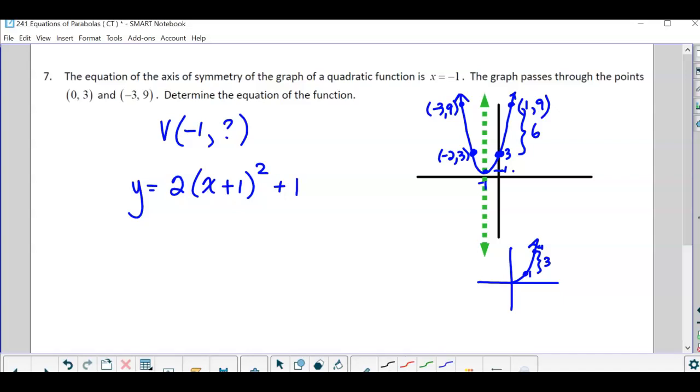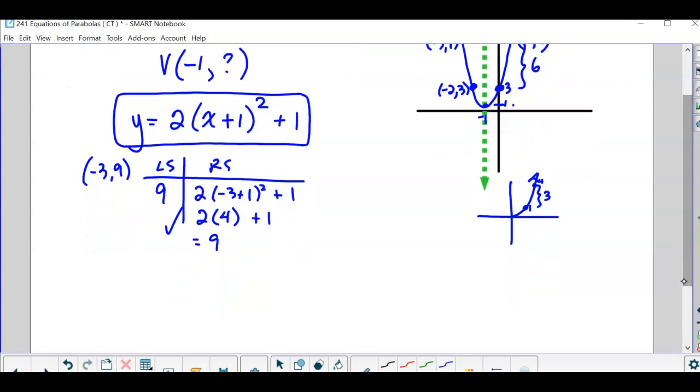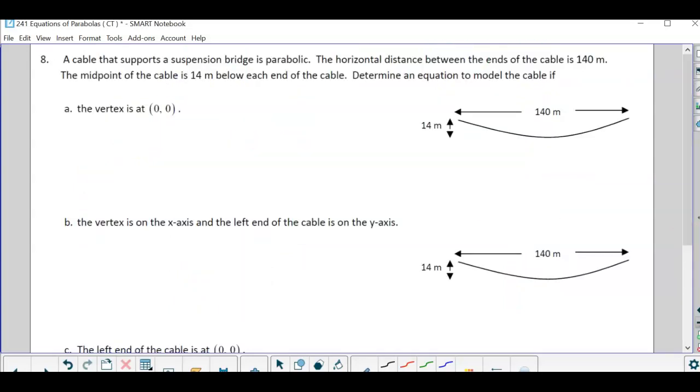Okay, so let's test it out with some points. Let's try (-3, 9). So we'll put 9 on the left side, right side: 2 times (-3 plus 1) squared plus 1. 2 times 4 plus 1 equals 9. Okay. So I determined that using the graph, a sketch. It doesn't say algebraically determined, so as long as you show some work there, that's okay. And then we avoided using a system.